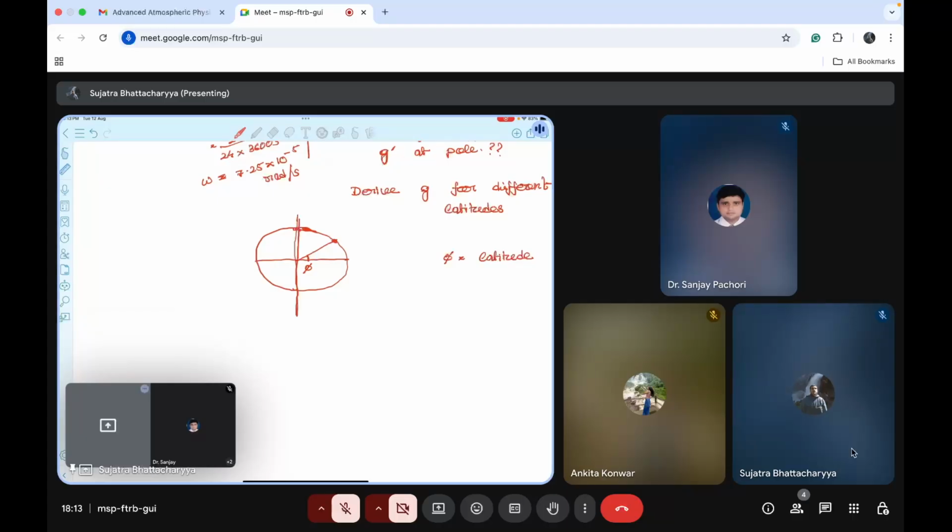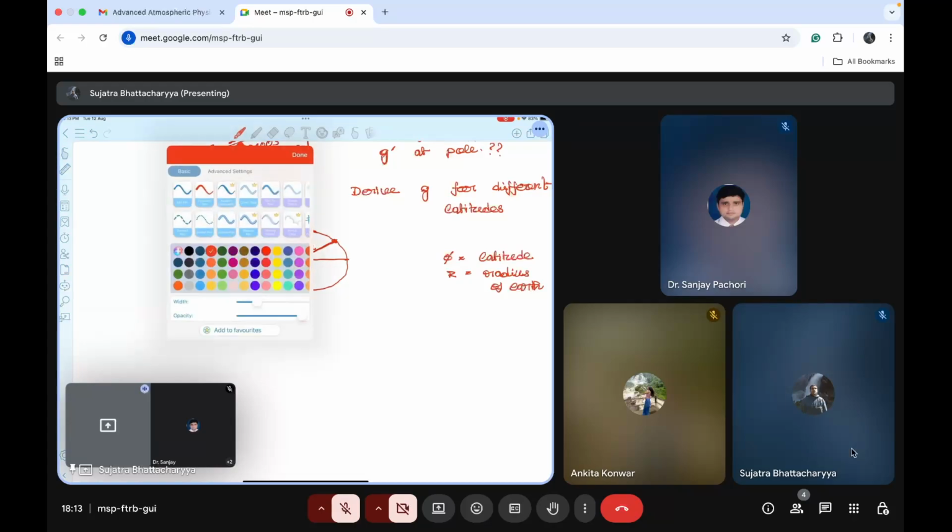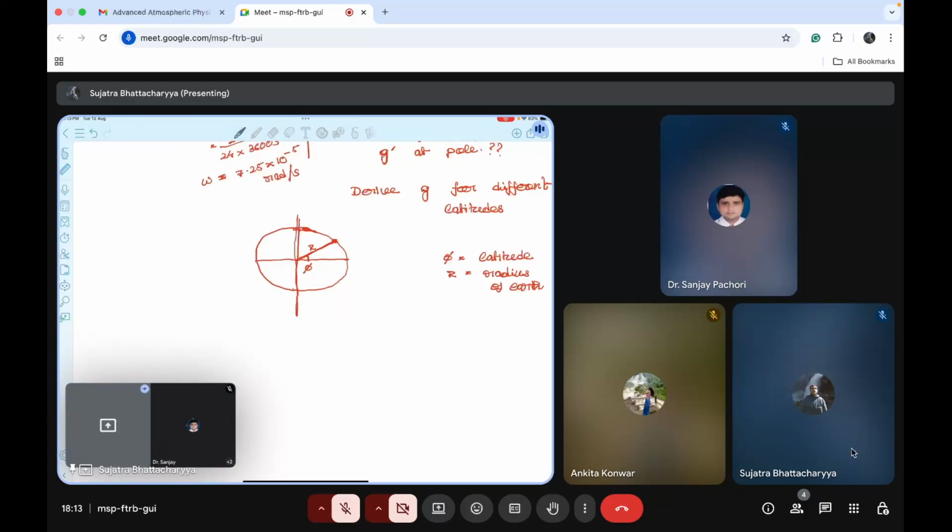Now suppose here there is a unit mass which is present at the surface of the Earth for the time being, and this is your R. This R is the radius of the Earth. I'm not saying the radius of any planet right now, it is the radius of the Earth. We can change it later on. Now, where is going to be the gravity force? Actual gravitational force will be towards the center of the Earth. This is known to us. This will be g.